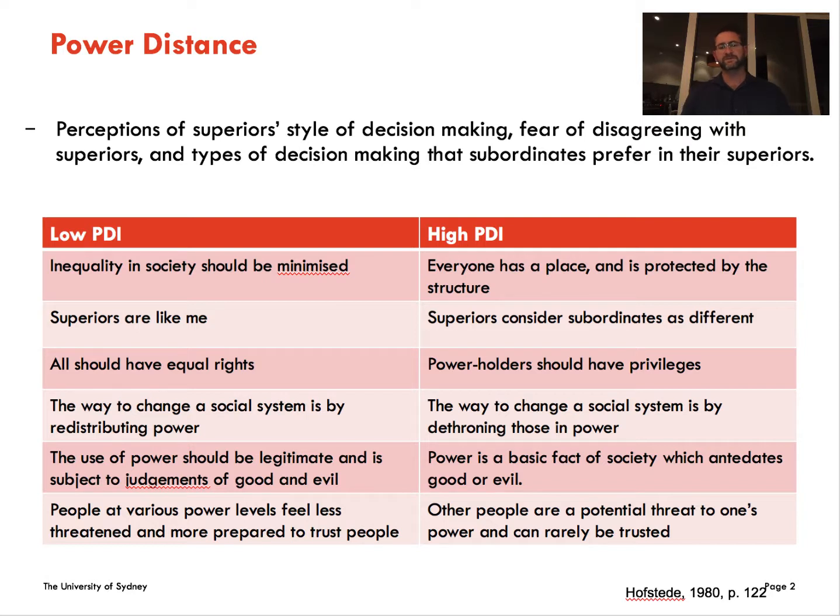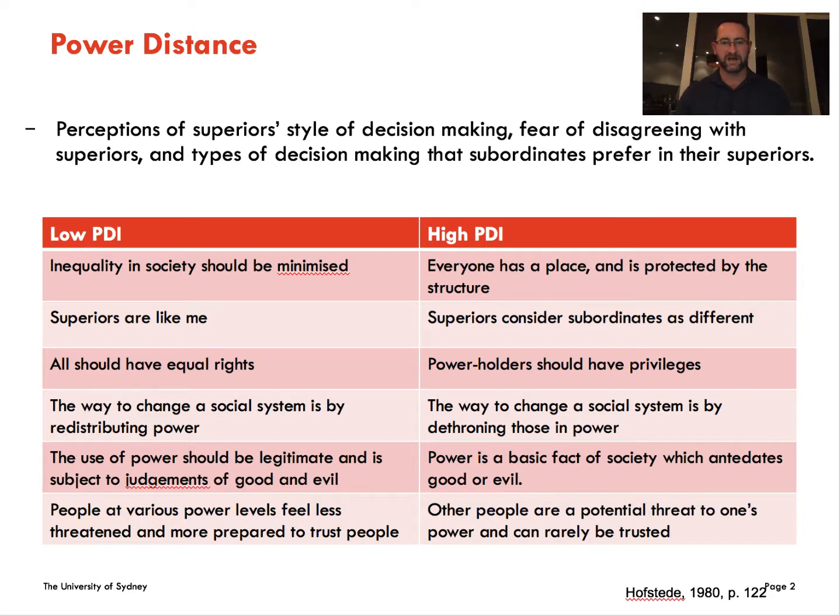In this kind of worldview, the way to change a social system is actually by redistributing power, so giving power to different people. And the use of power is subject to judgments of good or evil, so we can make statements about whether someone is using their power in a just and reasonable way. People at various levels feel less threatened and are generally more prepared to trust people at different levels because we all tend to assume that everyone is basically on the same playing field.